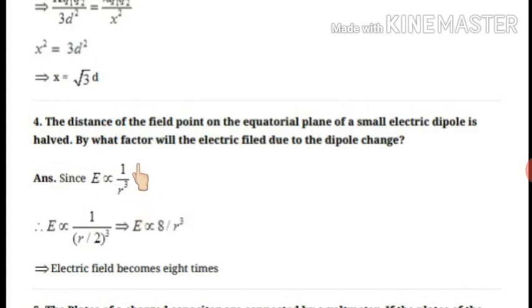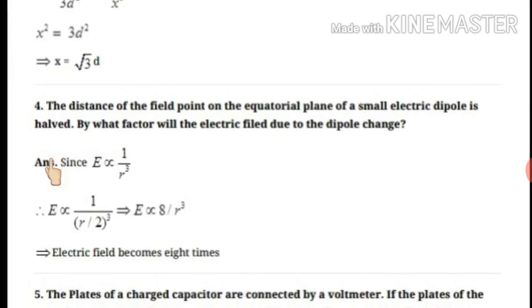So if the distance is halved, it means R is now R by 2. So in place of R, we can write R by 2 whole cube. When we solve it, the cube of 2 gives us 8, and the 8 will go in the numerator. So finally, E is directly proportional to 8 upon R cube. What does that mean? The electric field will become 8 times if the distance is halved. So again, it is an easy question and I hope this is clear.